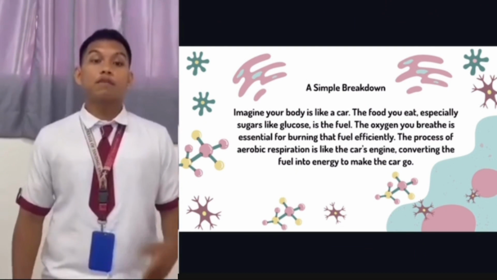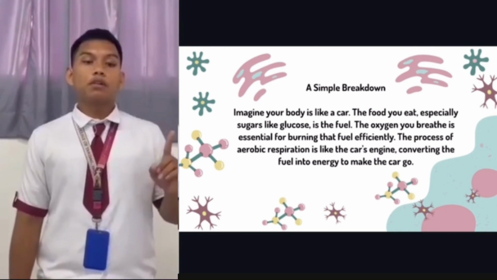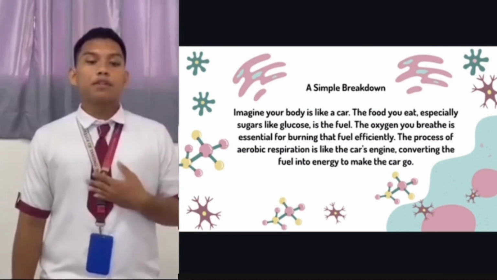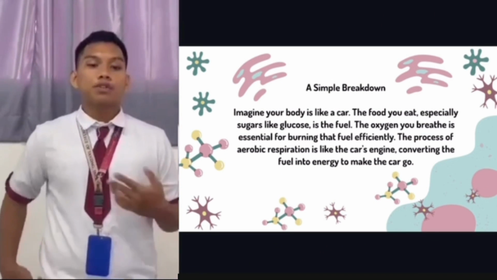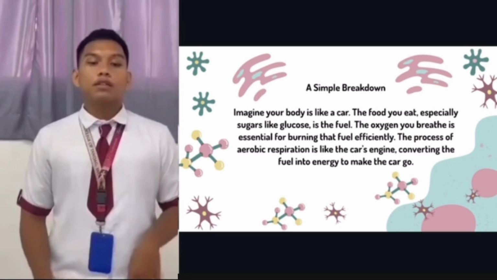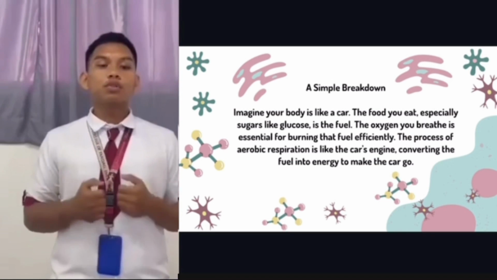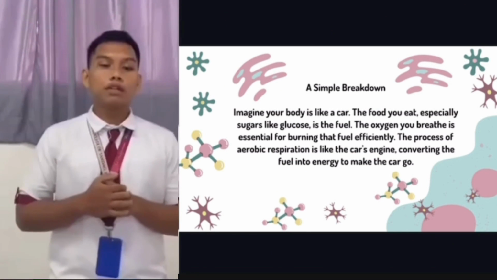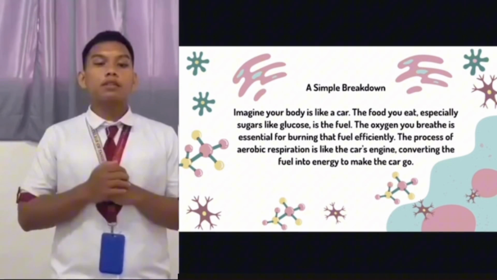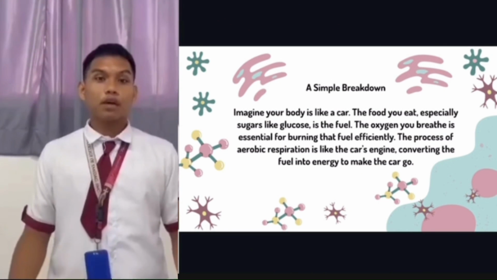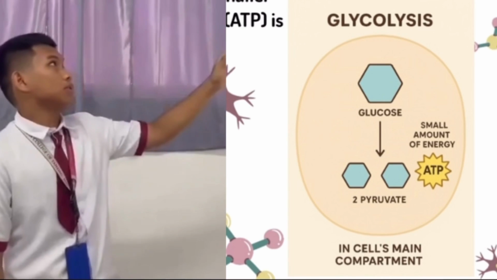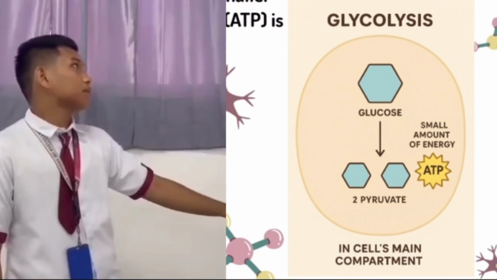Here's the first step of aerobic respiration. First is glycolysis. This is the first step, in the cell's main compartment. A sugar molecule like glucose is broken down into two smaller molecules. A small amount of energy, like ATP, is released step by step. So here's the breakdown of the glycolysis. The first one is the glucose, and the bottom one is the 2-pyruvate.